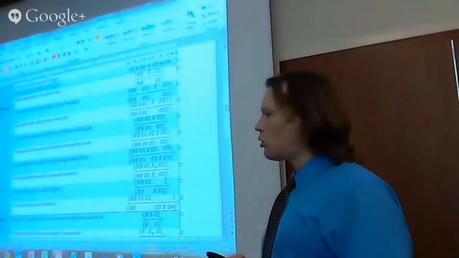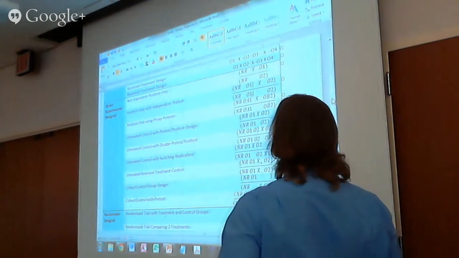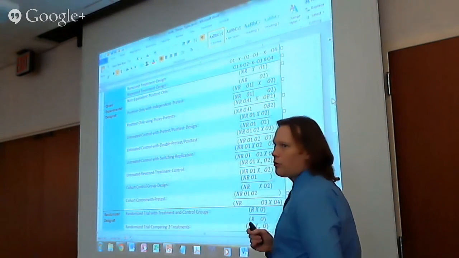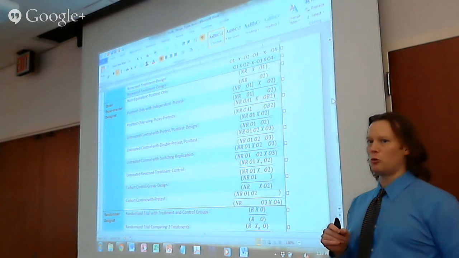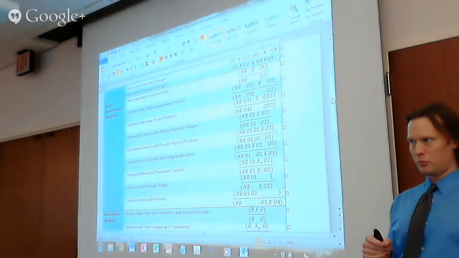You'll notice that all of these start with an NR. They're quasi-experimental because they're non-random. So when Shadish, Cook, and Campbell talk about non-random, they mean group assignment, not sampling. So sampling is different from group assignment.